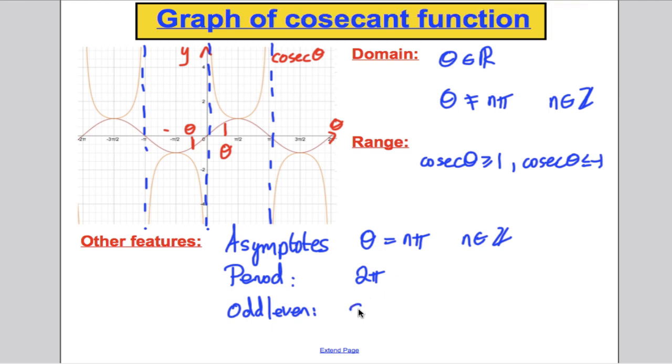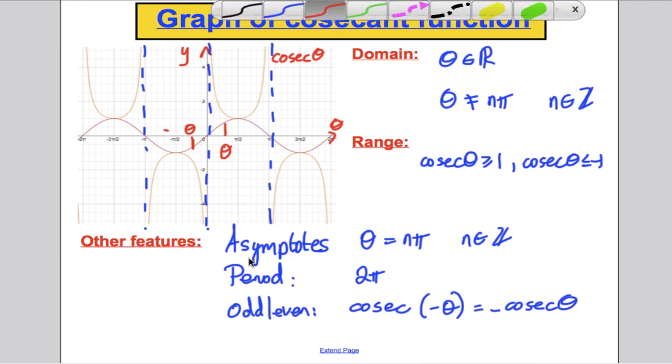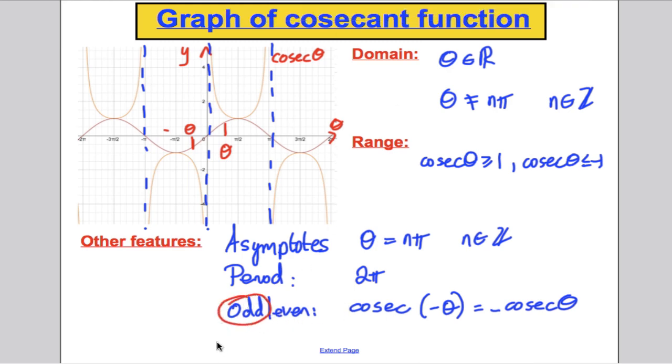The way to phrase that is, if you look at cosec of negative theta, it gives us the same number answer as cosec of theta, apart from it's a negative. So it's an odd function. In this particular case, it's an odd function. And they're the key points of the cosecant function.